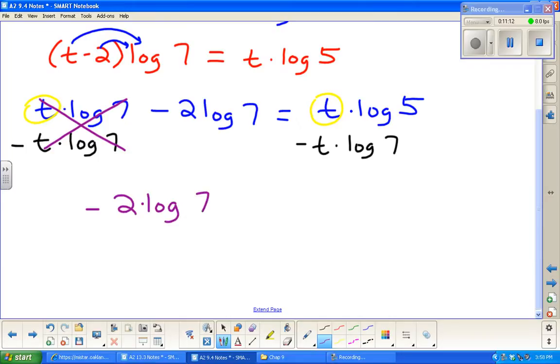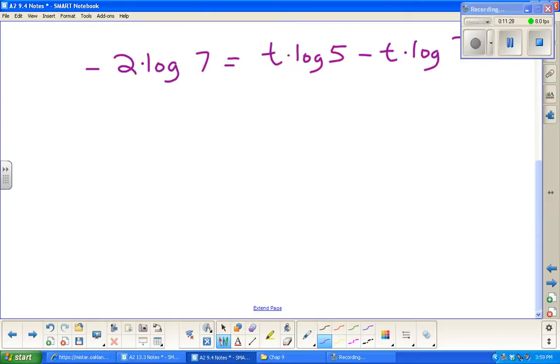I'm going to put the dot there so it doesn't look like a 21. On the right side here, it's t times the log of 5 minus t times the log of 7. They're not like terms. I can't combine them. They've got to stay separate here. And here's why I did that. This is a little trick. Once you see it, you'll see why.